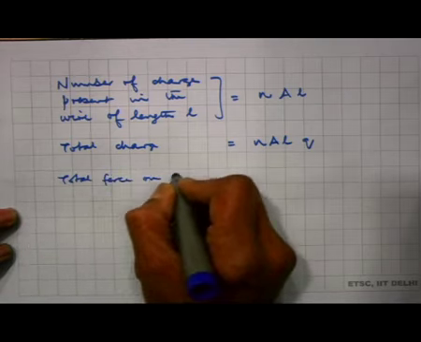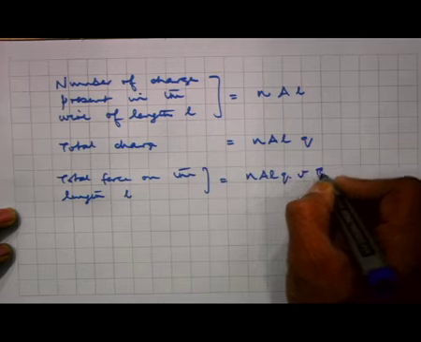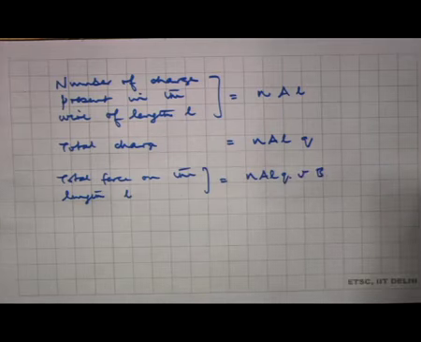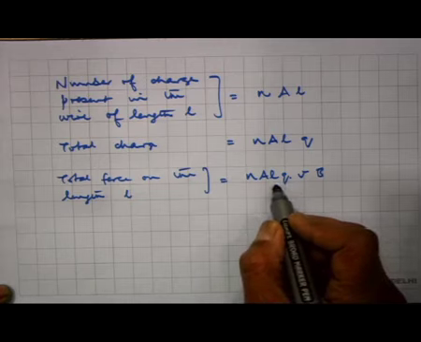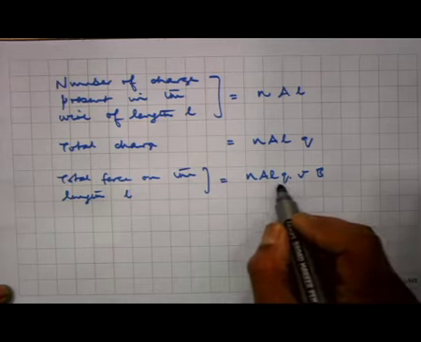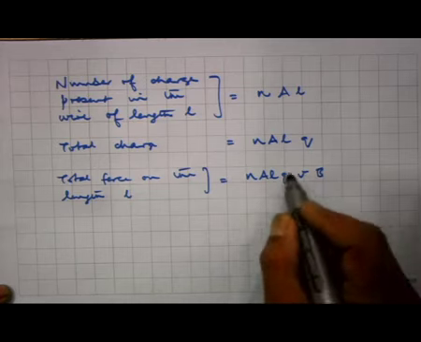on the length L will be equal to n A L Q, which is the charge, times V times B. The number of charges, each charge is acted upon by force Q V B. So, there are so many charges present. So, the total force on the charge on the wire of length L is n A L Q into V B. Now, I want to relate this to the current flowing through the wire.